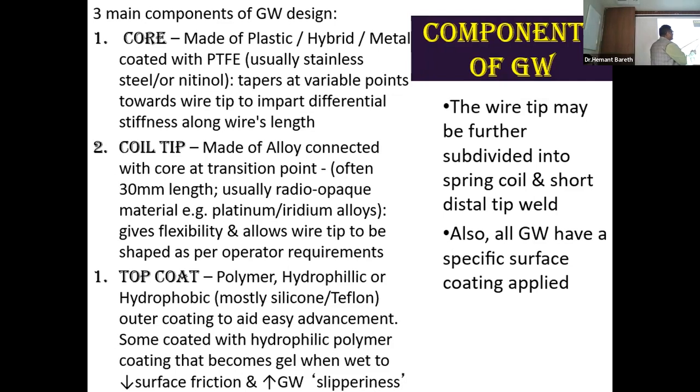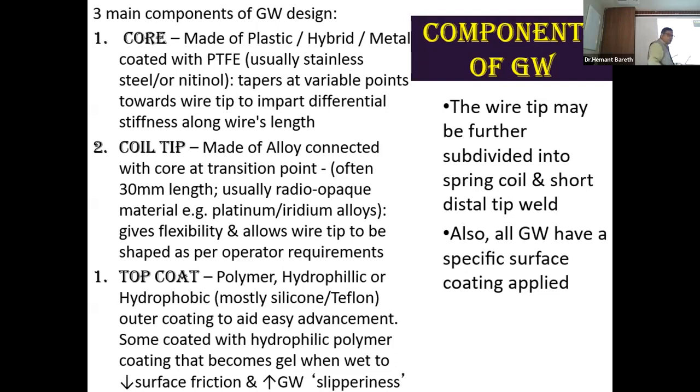There are certain wires which are unique, which don't have the same coil. So if you think you do not have to bend anywhere and you have to do a straight region, then you might use a wire which does not have a coil. Because the purpose of the coil is to take tortuosity, to take the bend. So if you have a classic straight lesion, then you might not require a coil. Instead, you have a straight wire only.